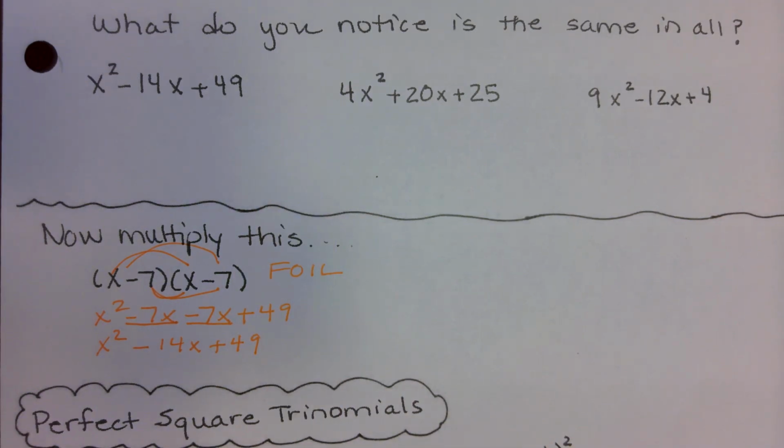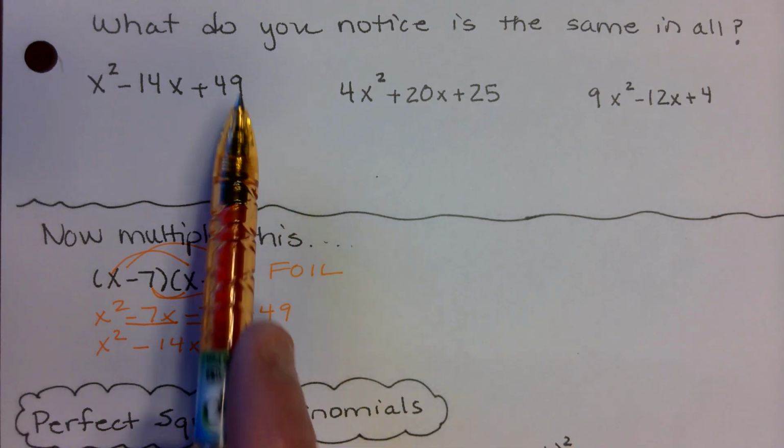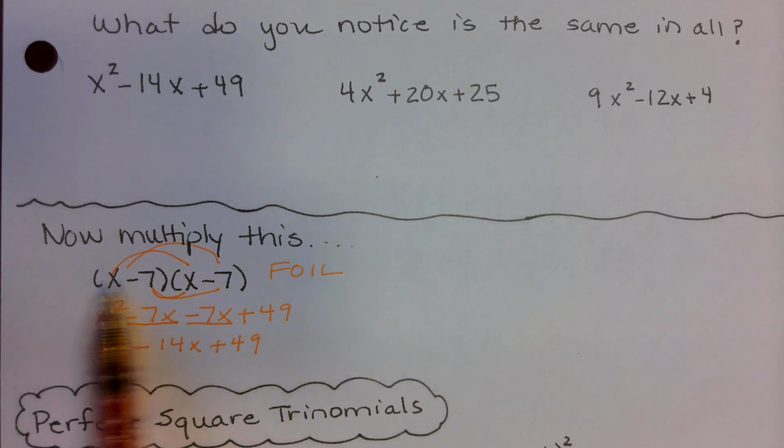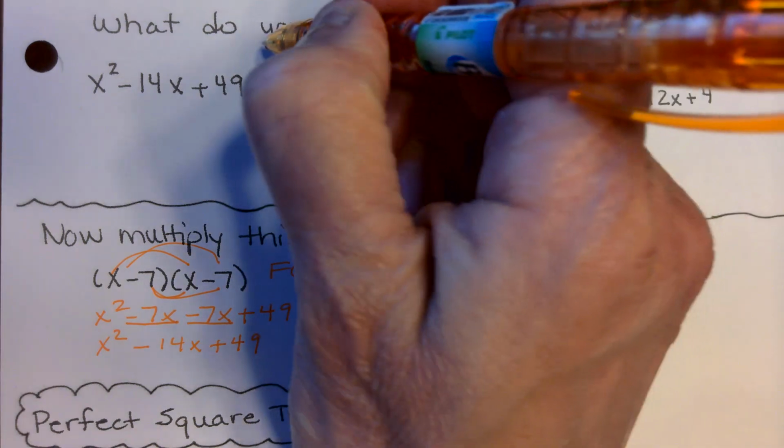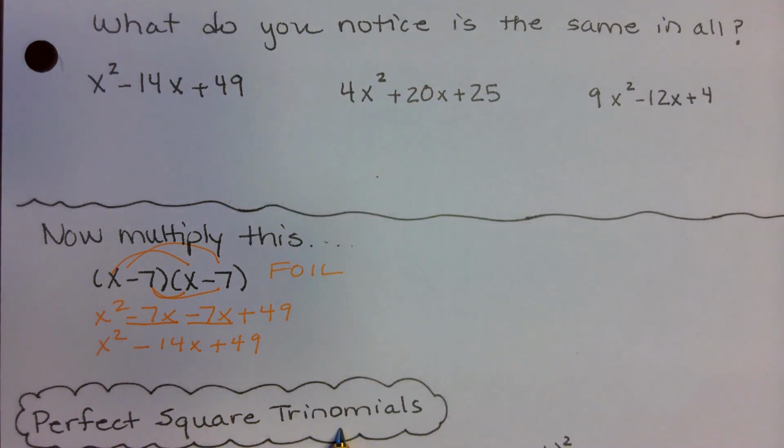Wow! But how would you take this and get this? Like, how could you do that? What do you see? Part of it's the same as the other one, isn't it? This is called a perfect square trinomial, which you're going to see down here.